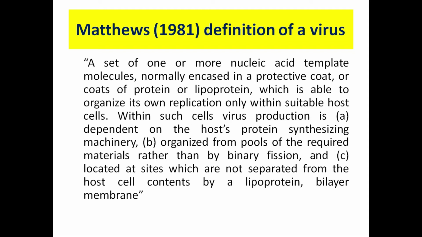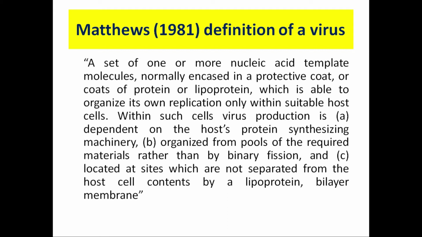Then in the year 1981 we get a bigger definition of a virus. As the volume of information increased about virus, the definition also got bigger. By the year 1981, when many things were known to the plant virologist, even the sequencing of plant viral genome, RNA or DNA genome, was done by this time, and the complexities of a plant virus were somewhat known to plant virologists.